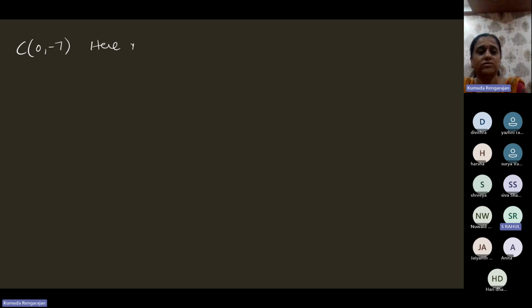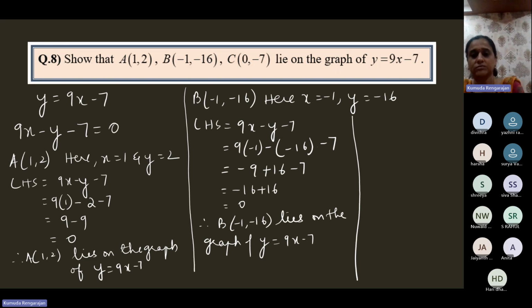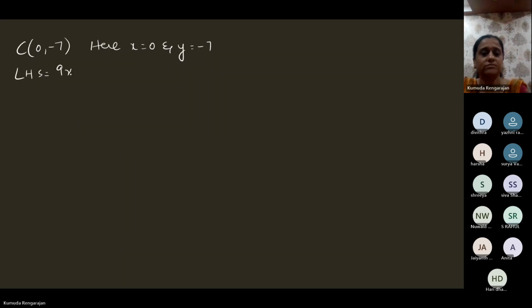So here x is equal to 0 and y is equal to minus 7. LHS is equal to 9x minus y minus 7.